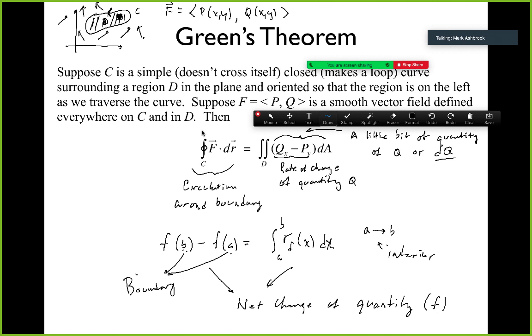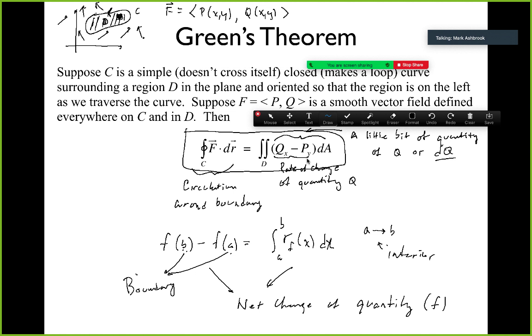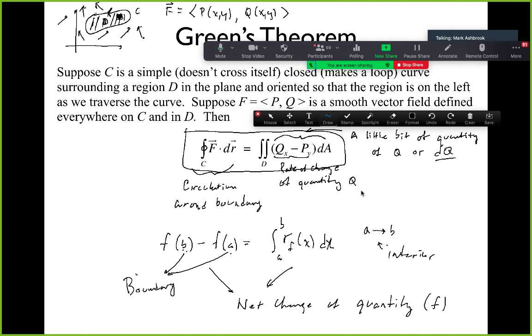All right. Hopefully we'll tie in the loose end when we talk next week about exactly what that rate of change is, and why it makes sense that you get the circulation around the boundary as equivalent to the net change of all these little bits of the quantity inside. So that depends on what this rate is. That's the mystery right now, what is that rate of change.